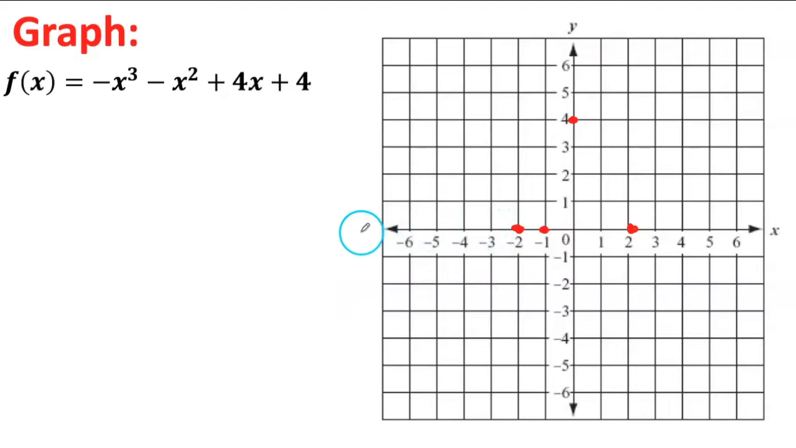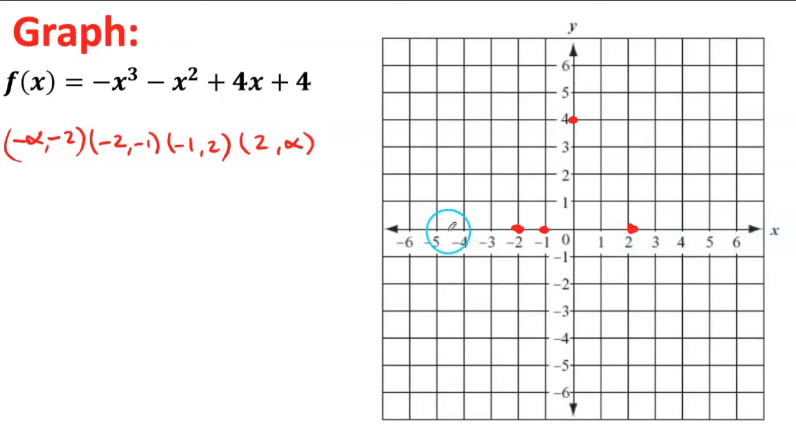My first interval is all the way from -infinity until my first x-intercept, which is -2. Then in between those two values, -2, -1, then between -1 and 2, and then between 2 and infinity. So my intervals are defined by my x-intercepts on my x-axis.